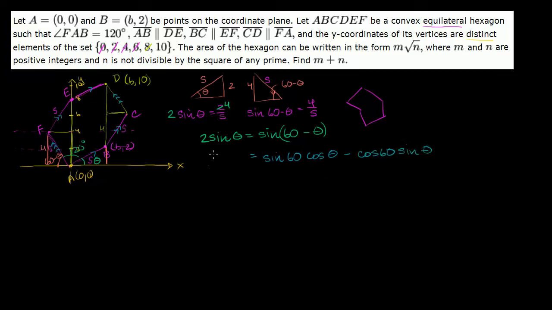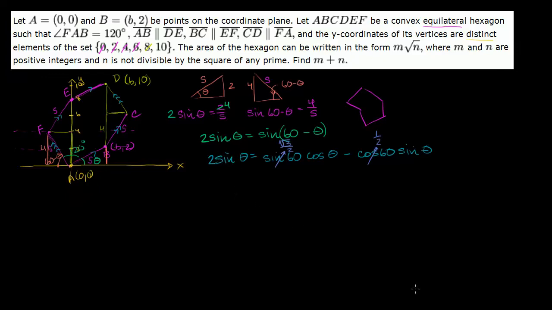And all of this is equal to 2 sine of theta. Well, sine of 60 degrees is square root of 3 over 2. Cosine of 60 degrees is 1/2. So we could add 1/2 sine theta to both sides of this, and what are we going to get? Then this guy's going to go away. And then you add 1/2 sine theta to 2 sine of theta, which is really 4/2 sine of theta.